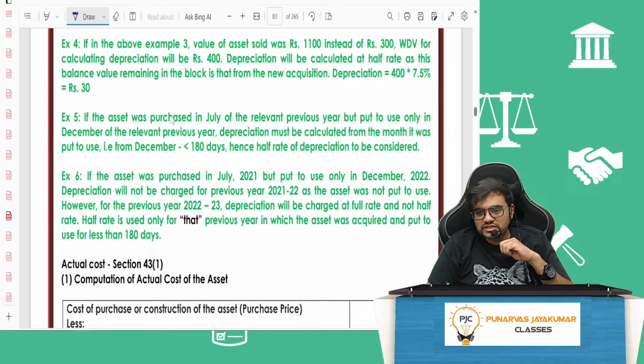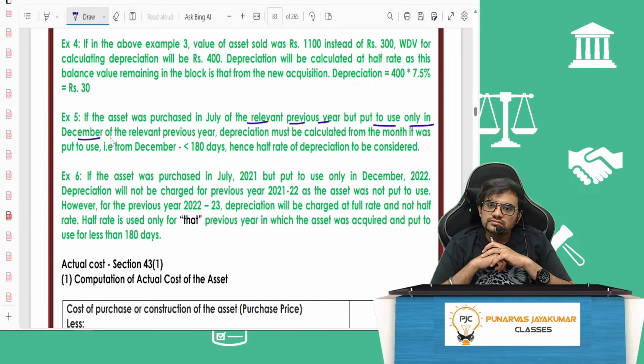Here, if the asset was purchased in July of the relevant previous year, but put to use only in December, it was bought more than 180 days, but put to use less than 180 days. Half rate. Why? Acquired and put to use is what I need to see.